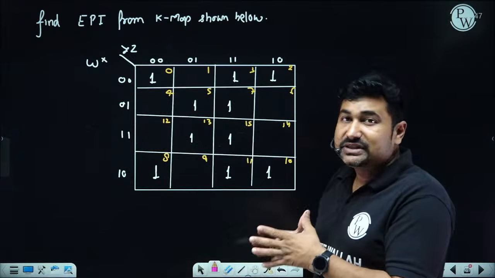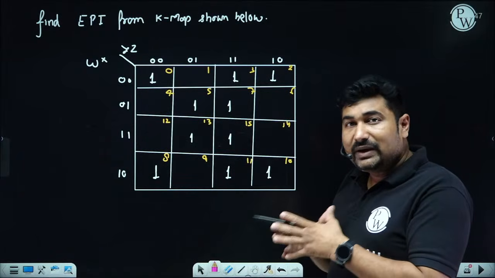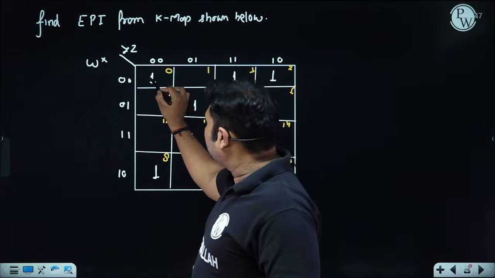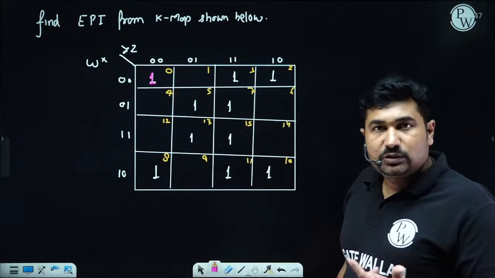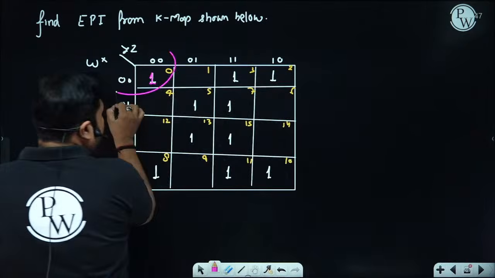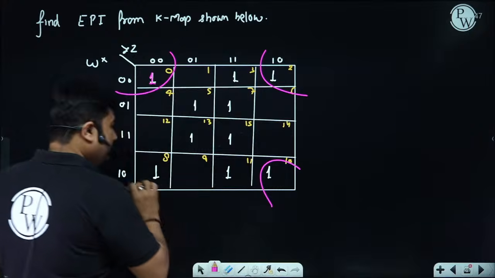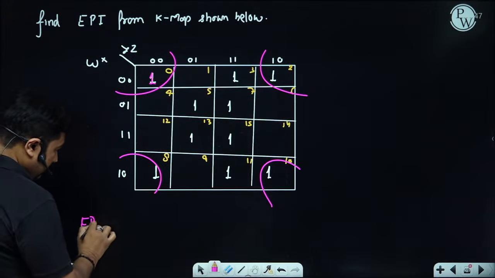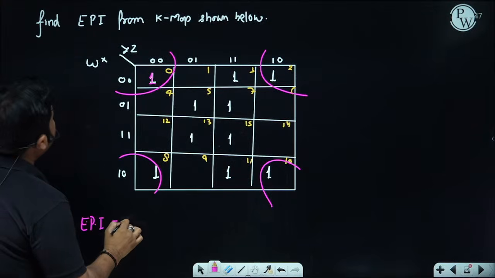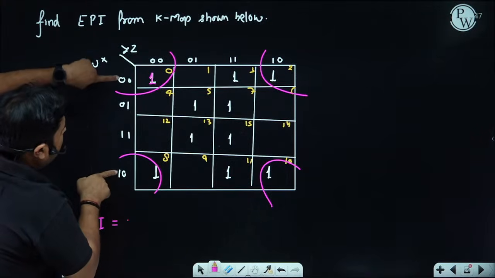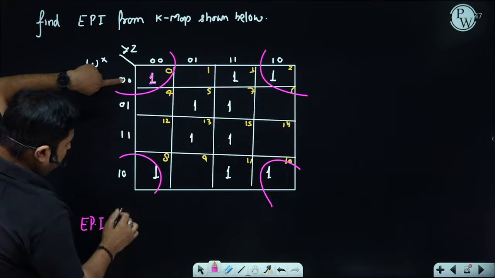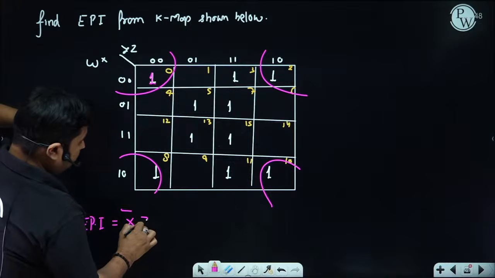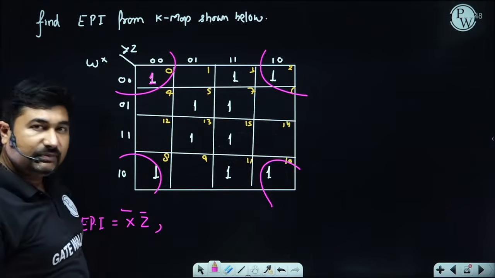See, those logic level ones which can be the part of only one pair, quad or octet, the largest group. Is it okay? If you observe this logic level 1, it can be minimized in only one way, and that one way possible is this. So this will give you an EPI. If you observe here 0 0 means X bar, and from the last we have 0 0, that is Z bar. So X bar Z bar is an EPI.